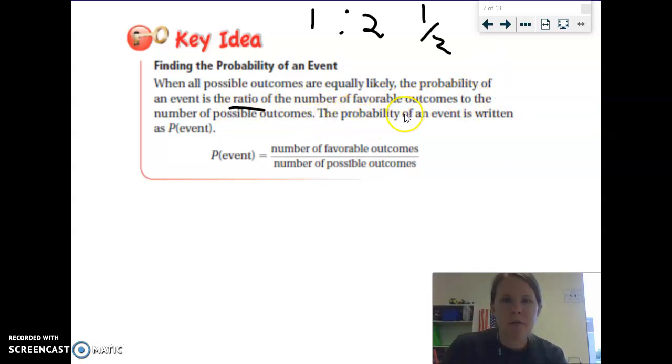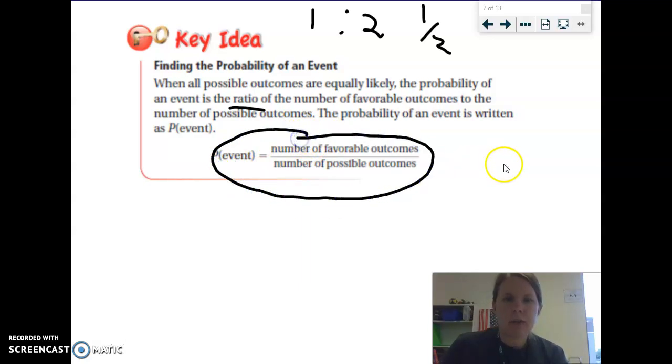The probability of an event is written as P event. Okay. Sometimes we just leave it as P as well, but this is going to be important, so I would circle this on your notes, maybe put a little star by it.